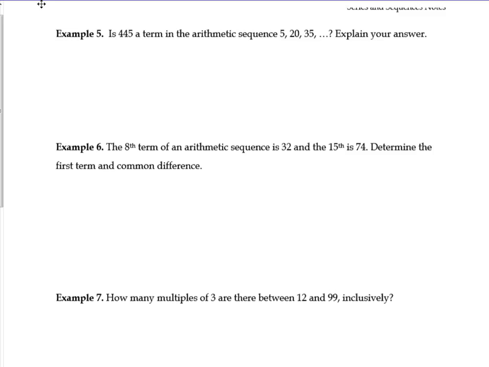Divided by 15. That would work if your first term was 15, and then all your numbers would be multiples of 15. But in this case, are they multiples of 15? No, because our first term is 5. So we can't just divide by 15 because that first term is 5.